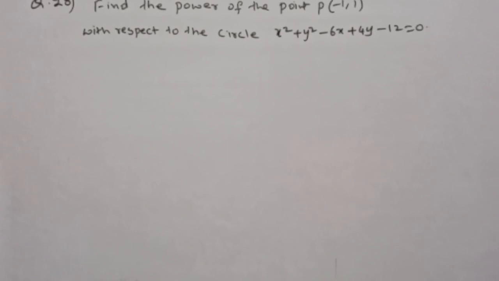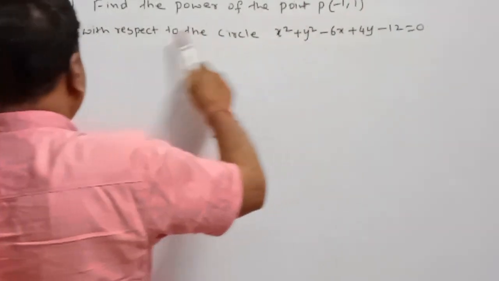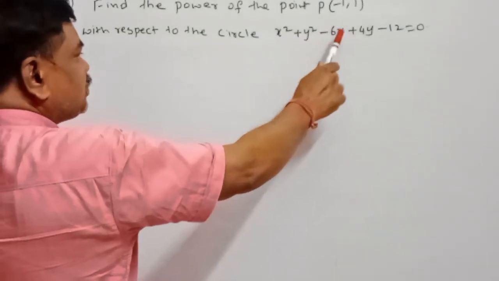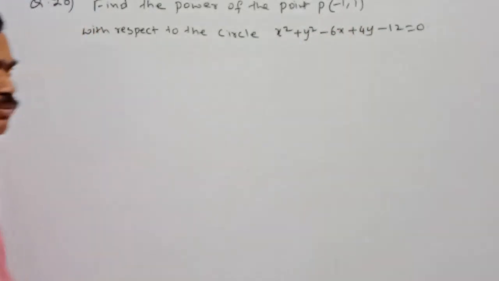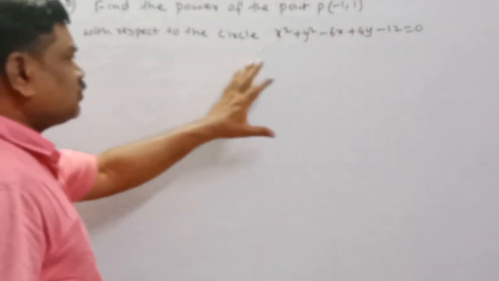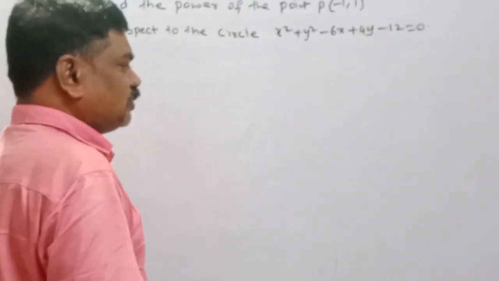One more problem from circles. Find the power of the point P(-1, 1) with respect to the circle x² + y² - 6x + 4y - 12 = 0. We have to find the power of the point P(-1, 1) with respect to the circle x² + y² - 6x + 4y - 12 = 0.